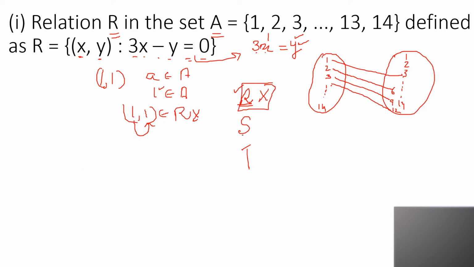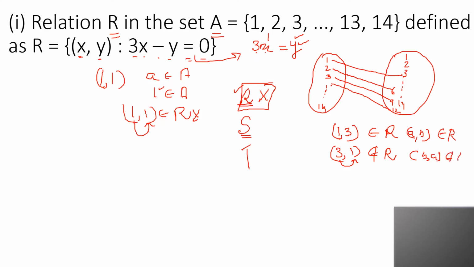Next, second, we will be checking it for symmetric. As we can see, 1 is related to 3. Is 3 related to 1? No, because 1 is not 3 times of 3. Therefore, this does not belong to R. It means here (a, b) is related to relation R, but (b, a) is not related to the same relation R. Therefore, it is not symmetric.